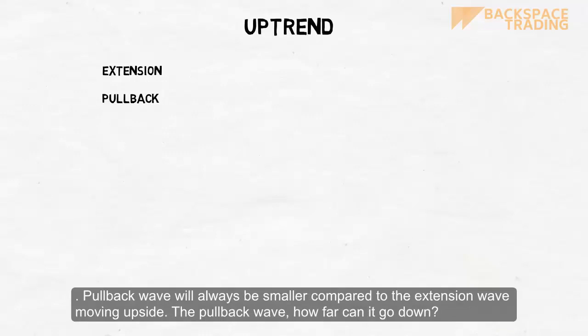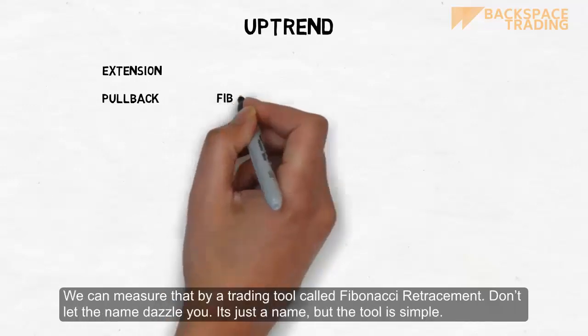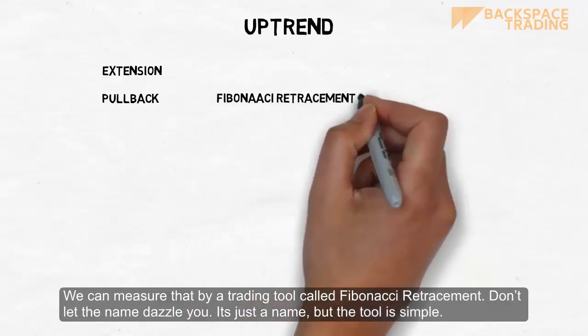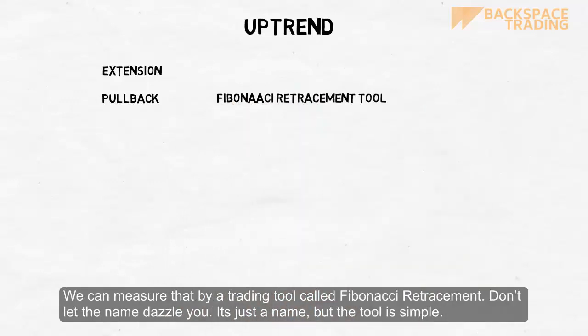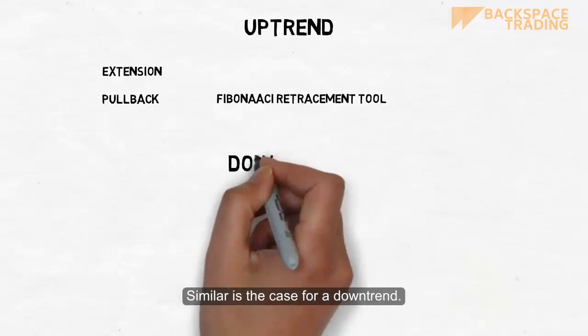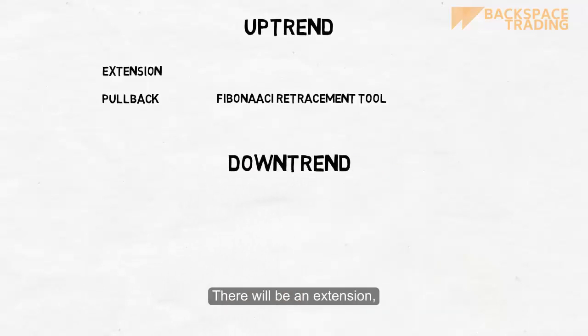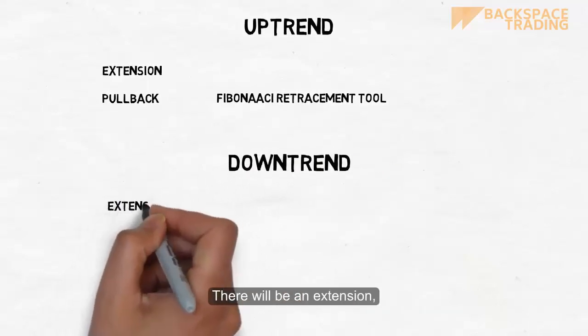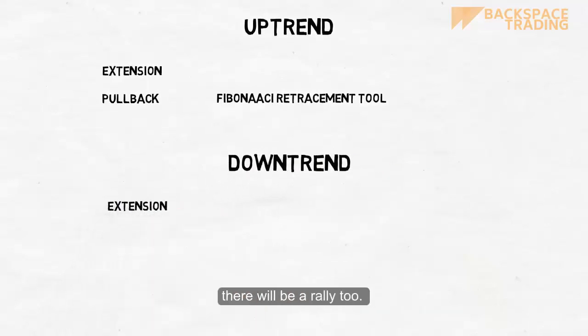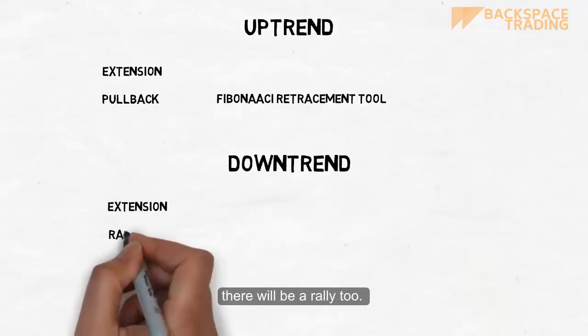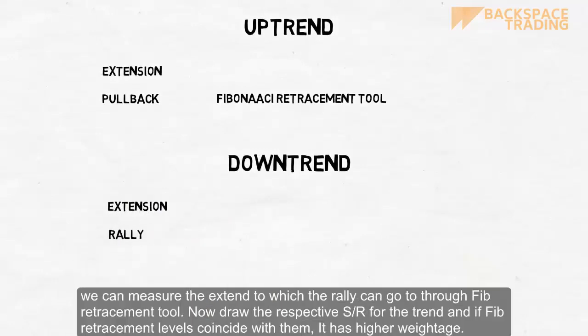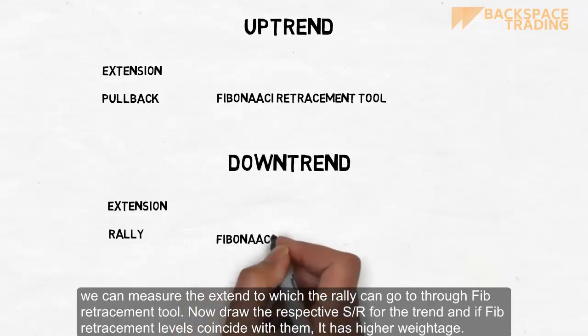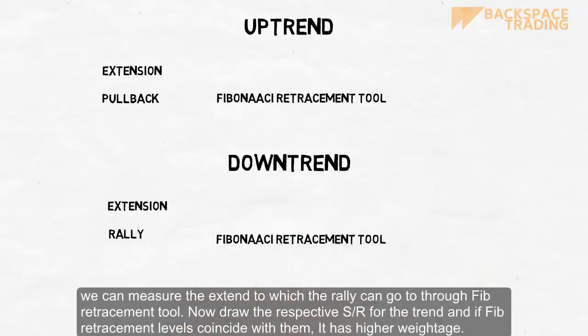The pullback wave, how far can it go down? We can measure that by a trading tool called Fibonacci retracement. Now don't let the name dazzle you, it's just a name, but the tool is simple. Similar is the case for downtrend. There will be an extension and there will be a rally too. And of course we can measure the extent to which the rally can go through Fib retracement tool.